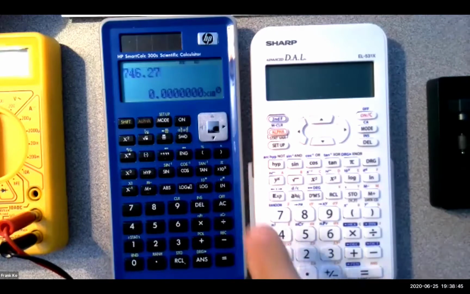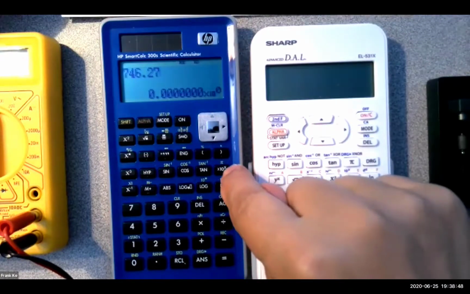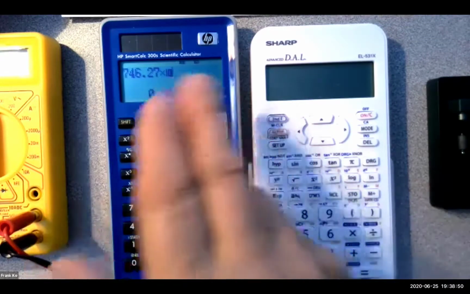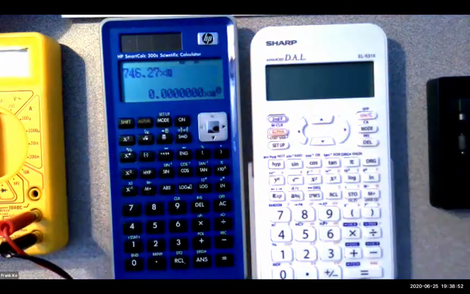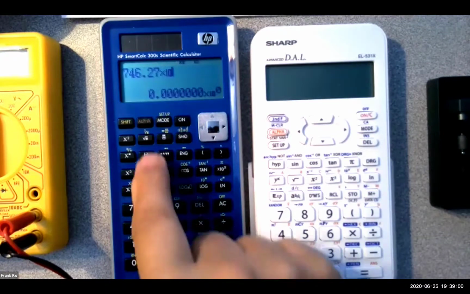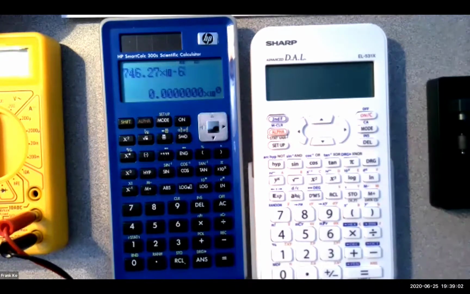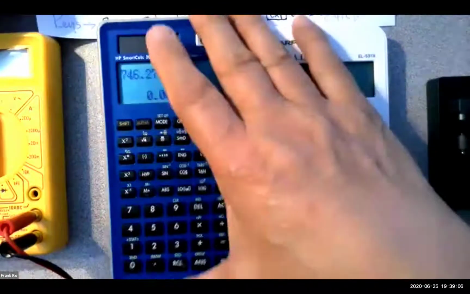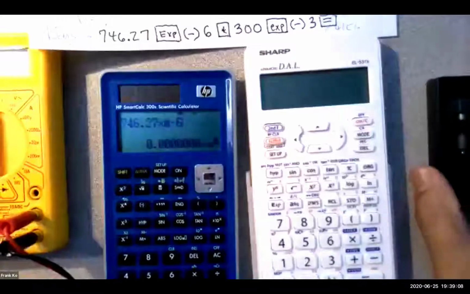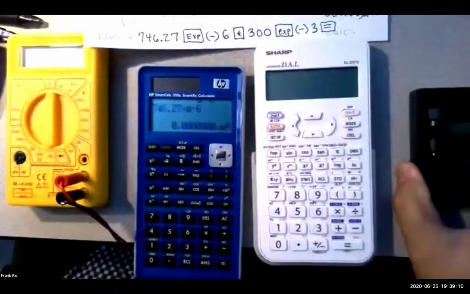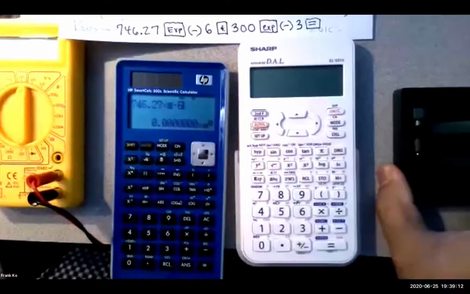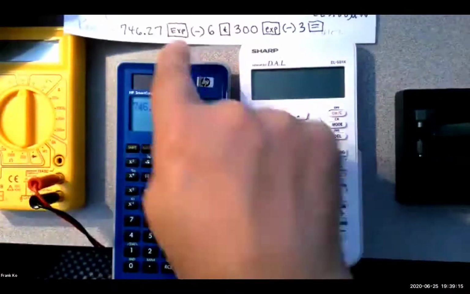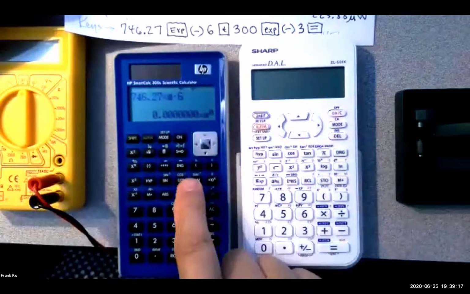746.27. Now my EXP key is this guy here, times 10 power of x. And my power of x is change sign 6. So I will find my change sign key right here, and 6. Now I have keyed in the micro. And do a quick focus. There we are. Now I've keyed in the 746.27 micro.